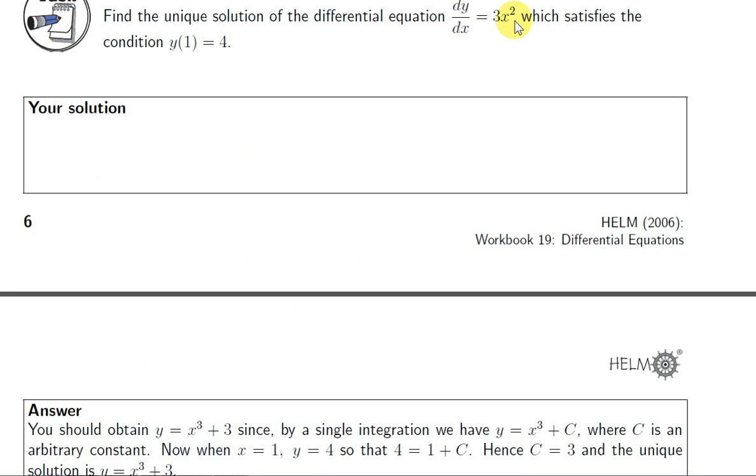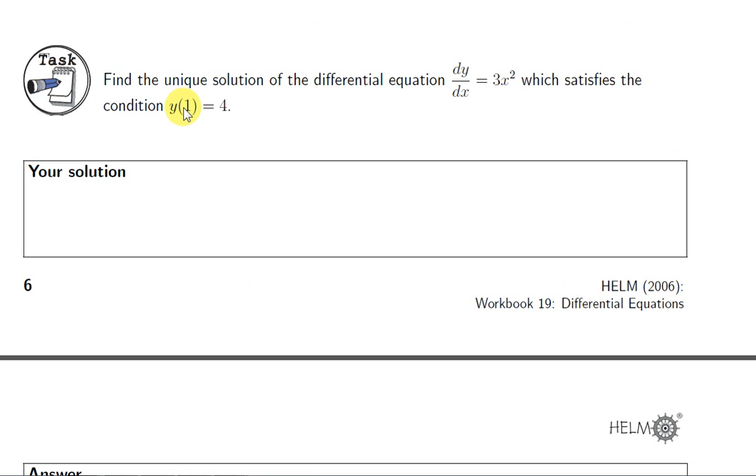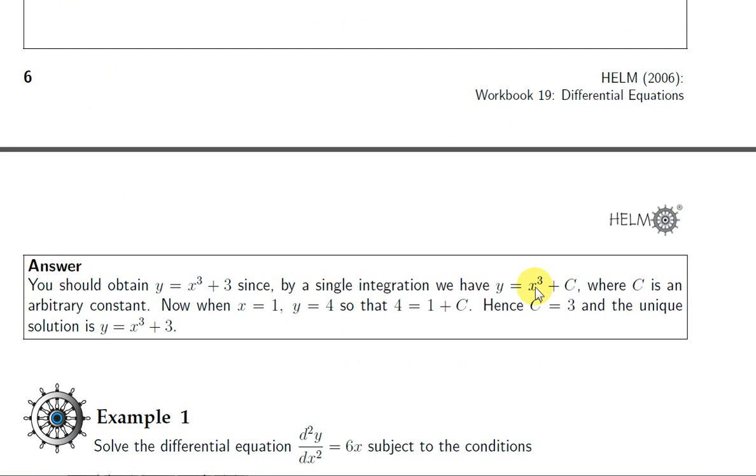And if we integrate 3x squared, we add 1 to the power, we get 3/3 x cubed, or 1x cubed, plus the constant c. So we know that when x is 1, so x is what's inside the brackets here, so y is a function of x, then y is equal to 4. So we plug 1 in for x and 4 in for y. So we get 4 equals 1 plus c. So c must equal 4 minus 1, which is 3. So we get the unique solution y equals x cubed plus 3.